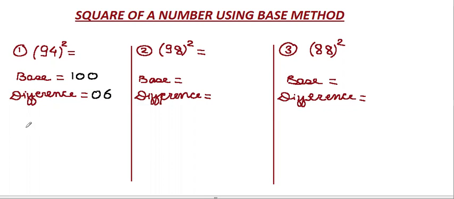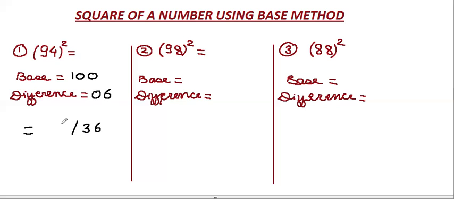Now directly we will write the answer here. See how to write the answer. We will do it in 2 parts. In the second part we will square the difference. Difference हमारा है 6. So 6 square is 36.